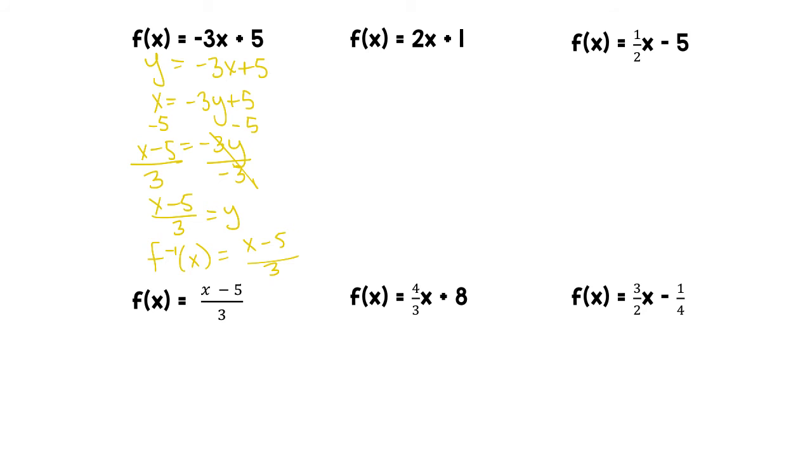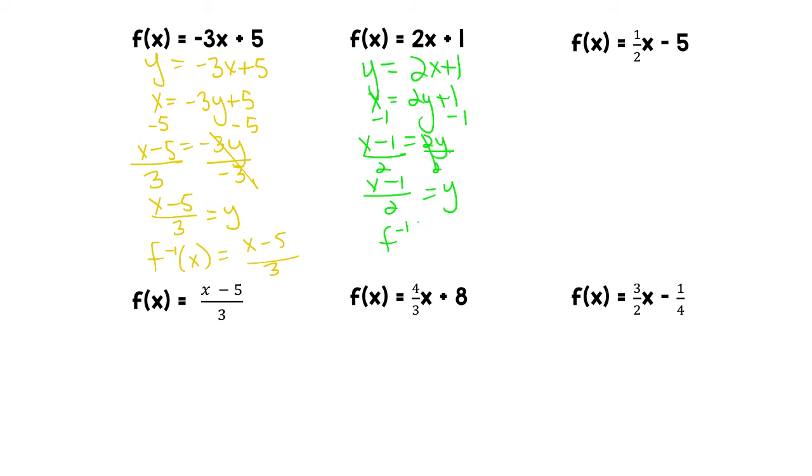Let's do another one. f of x equals 2x plus 1. Now get rid of f of x and make it y. x and y trade places. And then we solve for y. So subtract 1. x minus 1 equals 2y. Divide by 2. Get (x minus 1) over 2 equals y. Now we get rid of y and replace it with f inverse of x. And that equals (x minus 1) over 2.